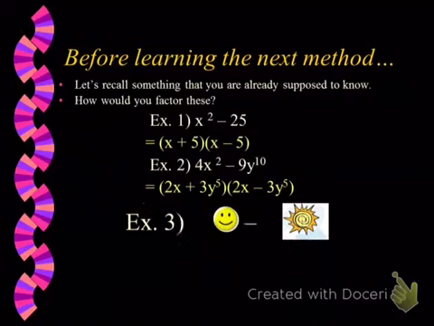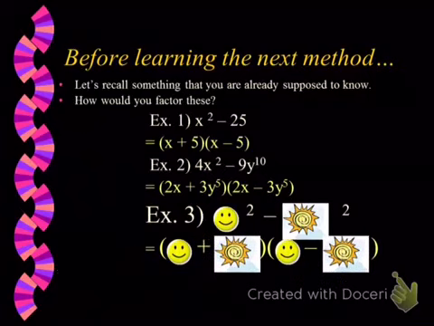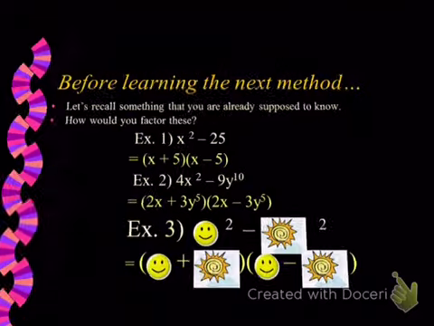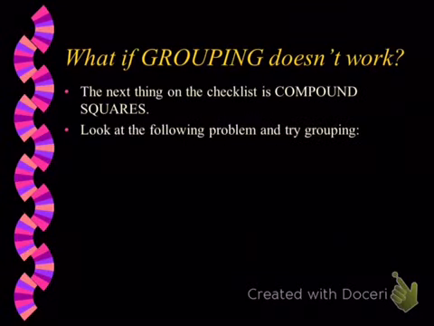How would you factor smiley face squared minus sunshine squared? Smiley face minus sunshine times smiley face plus sunshine. So whatever the difference is, whatever's going on there, we're always going to factor that as conjugate pairs. All right? So if we have the difference of two things squared, then we're going to factor it as conjugates. Okay? And that's going to come into play with compound squares. Okay? Compound squares, we're going to try grouping.